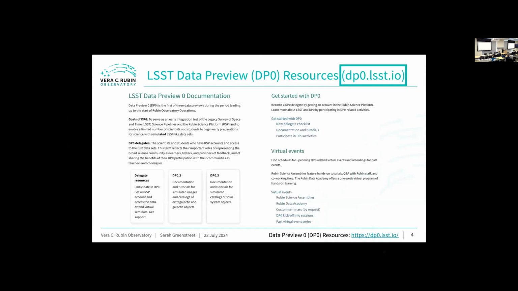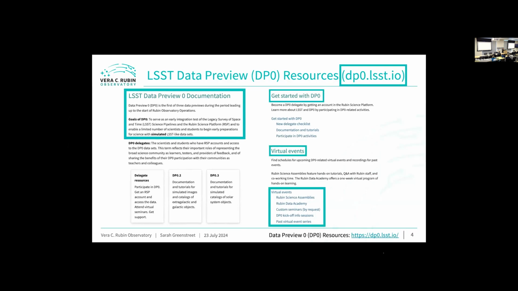dp0.lsst.io. And there's a whole bunch of resources and information here, including documentation on Data Preview 0, guides to get you started, including how to get an account on the Rubin Science Platform if you haven't done that before. There's also links to a bunch of virtual events that the Community Science team holds related to Data Preview 0. One that I think is really useful are our Rubin Science Assemblies, which happen every Thursday at 9 a.m. Pacific. We alternate these between running through examples of exploring DP0 within the Rubin Science Platform and Q&A sessions where you can come in and just ask us any of your questions about the data preview and the RSP, anything you're working on. We can help you troubleshoot or explain things to you.